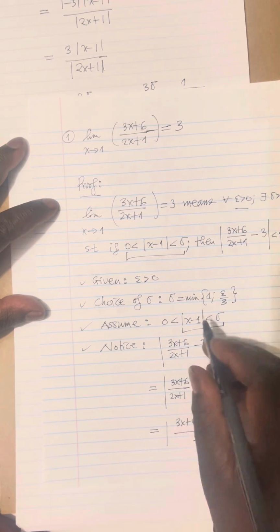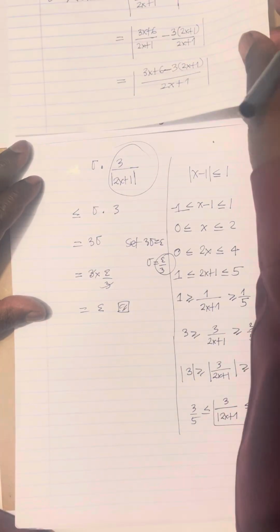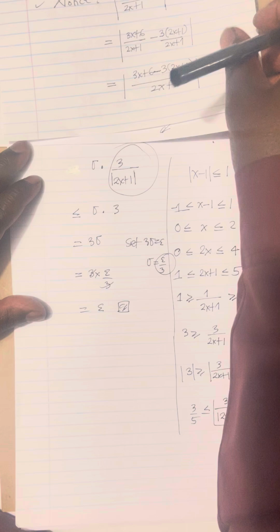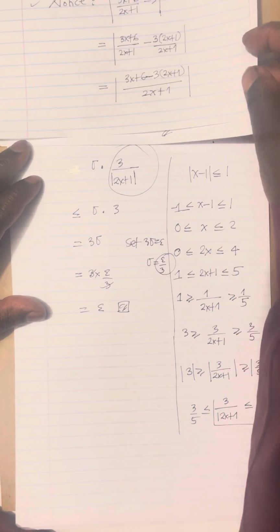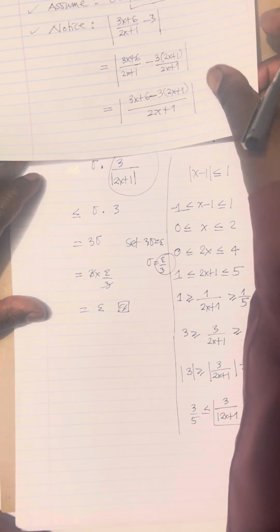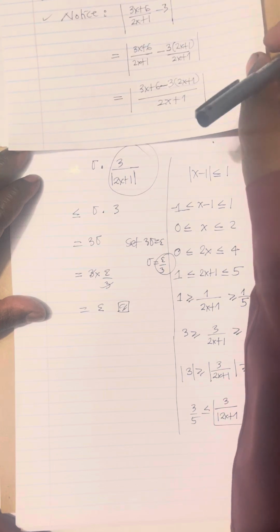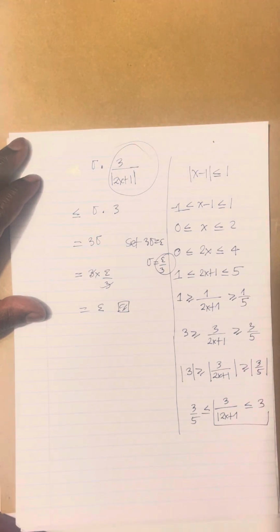We're looking for the minimum of the two as our choice of delta. All right, that is the rational function, proving the existence of a limit by using the precise definition of a limit of a rational function. And I'm now moving on to the radical function.